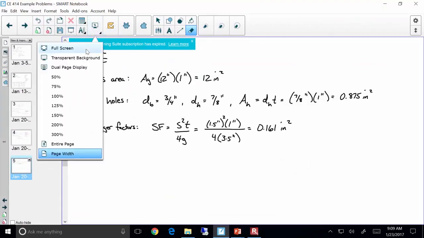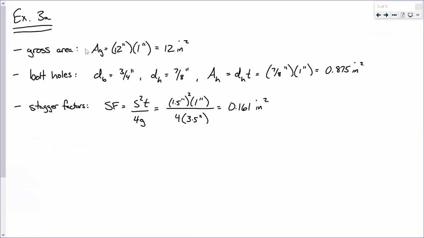So we had started to do some calcs, and we didn't quite finish them, but this will help us out. We have a plate that's 12 inches by 1 inch, so we know the gross area is going to be 12 square inches. We know the bolts are 3/4 inch diameter bolts, so the holes are 7/8 inches in diameter. So we can calculate the area of a hole by just saying 7/8 times the thickness. Then we computed a stagger factor, S squared T over 4G, and got that to be 0.161. Everybody good?